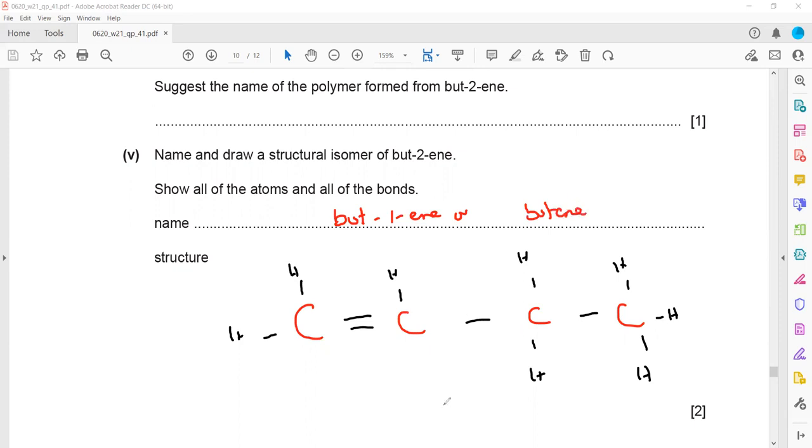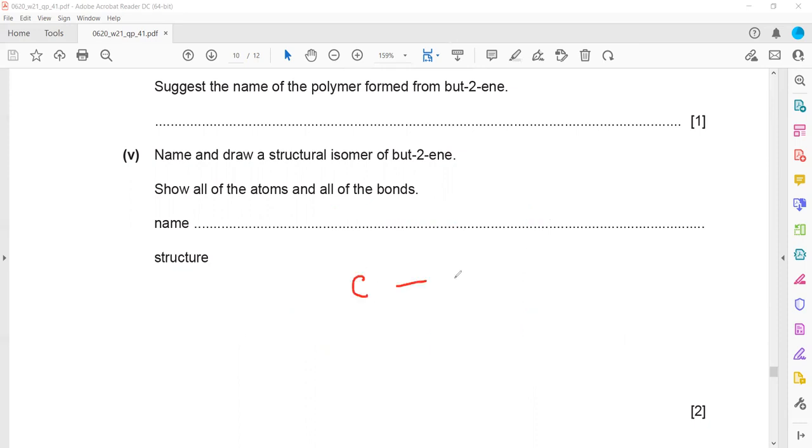So for drawing an isomer of alkene, we simply change the position of the double bond. The double bond present with the second carbon, we can just switch to the first carbon. Or there's also another way I can draw an isomer. I can also draw a cyclic compound, a cyclic alkane.